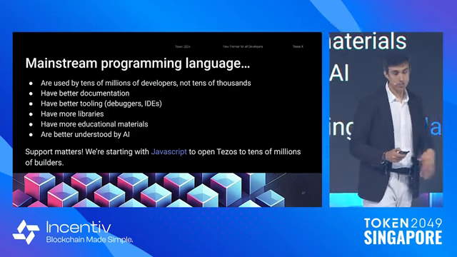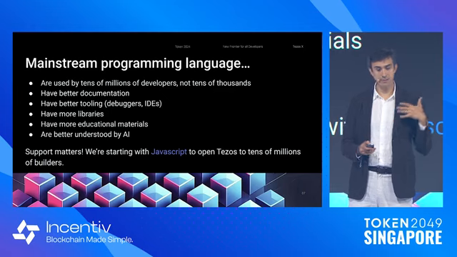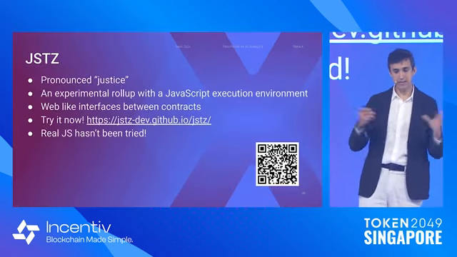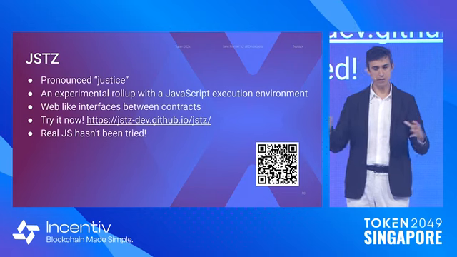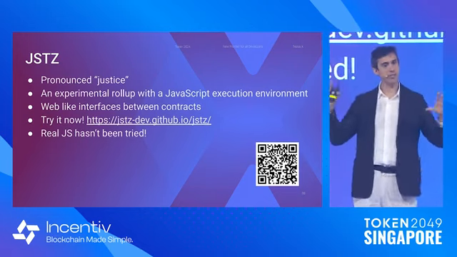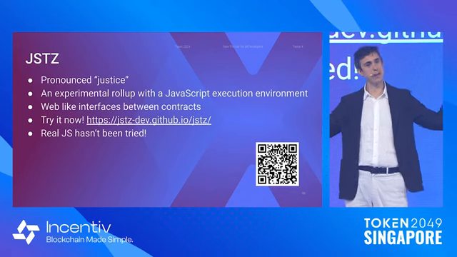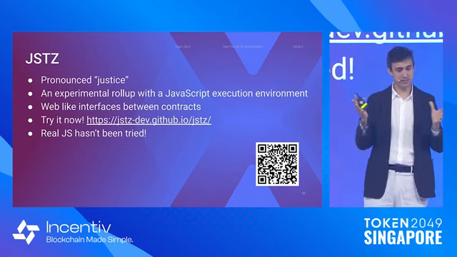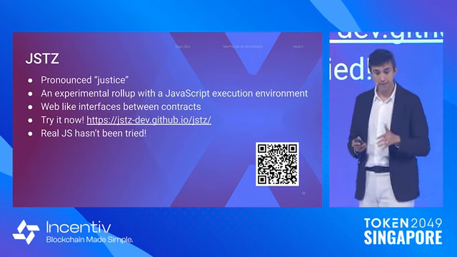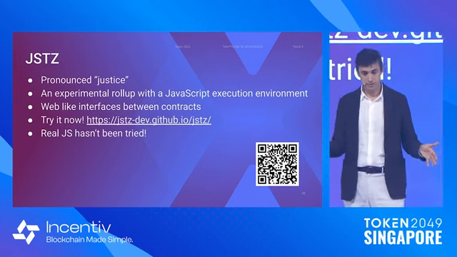Because support matters, we're starting with JavaScript to open Tezos to tens of millions of builders. And when I say JavaScript, right now the project to do it is Justice. I mentioned a few projects, Etherlink, Justice. Right now we have a few initiatives, and the goal is for those to coalesce into this big project that is Tezos X. So JSTZ, pronounced Justice, is an experimental rollup that you can try with a JavaScript execution environment.